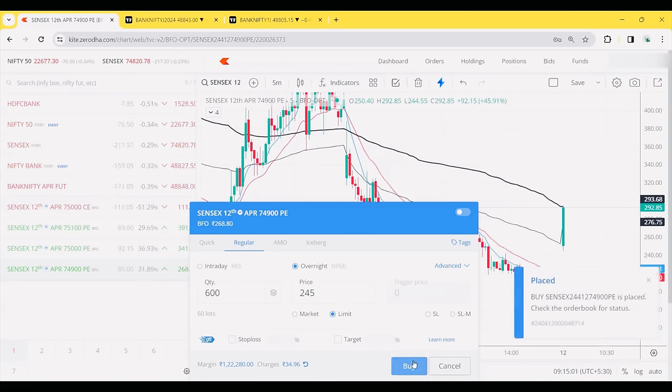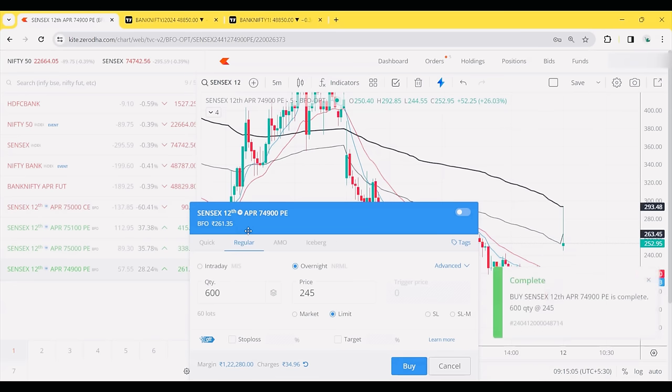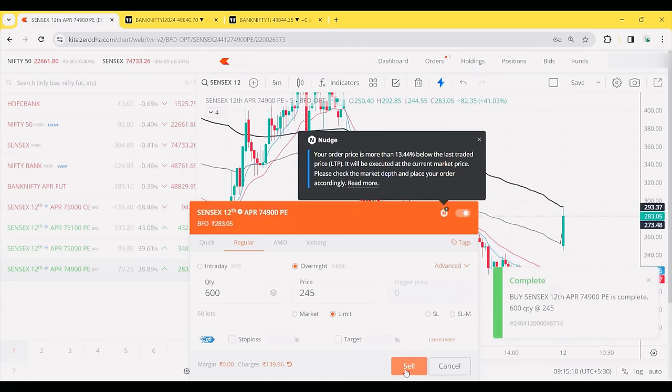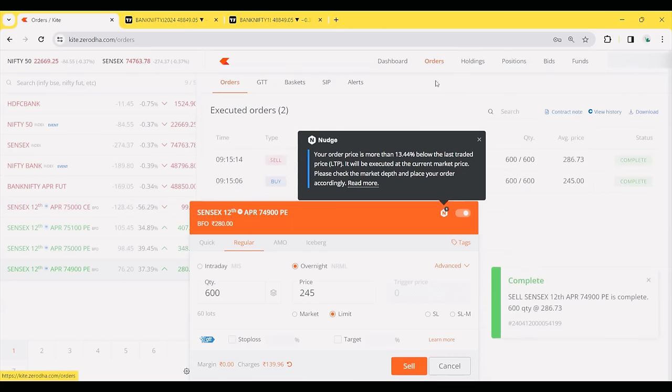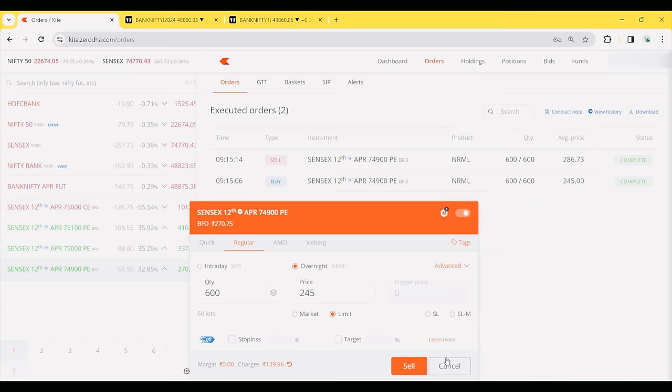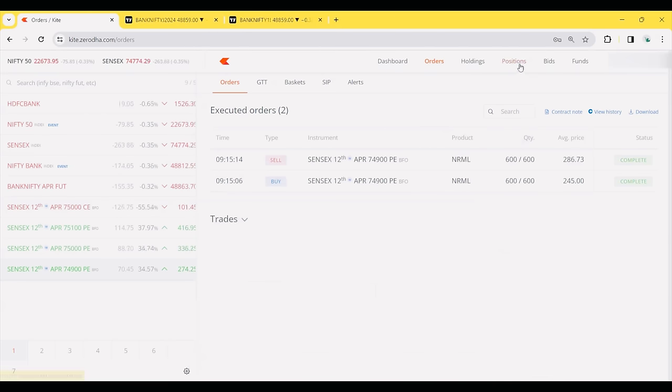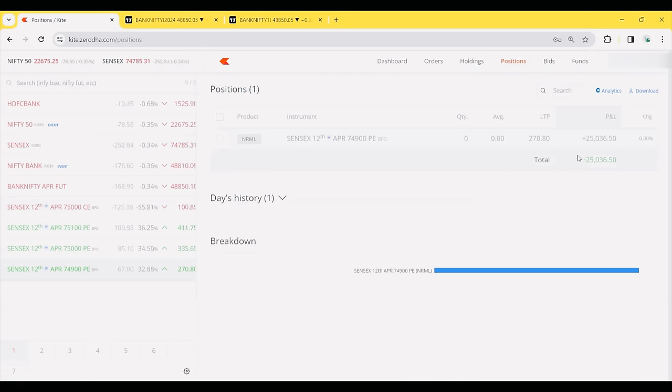It opened, I applied the order, set at 250. Yeah, I got it at 245. At 298, I'm exiting. Oh, I got 286. So it came to that black thick line. That was the target, so I exited. This is the entry and exit: 245 is the entry, 286 is the exit.